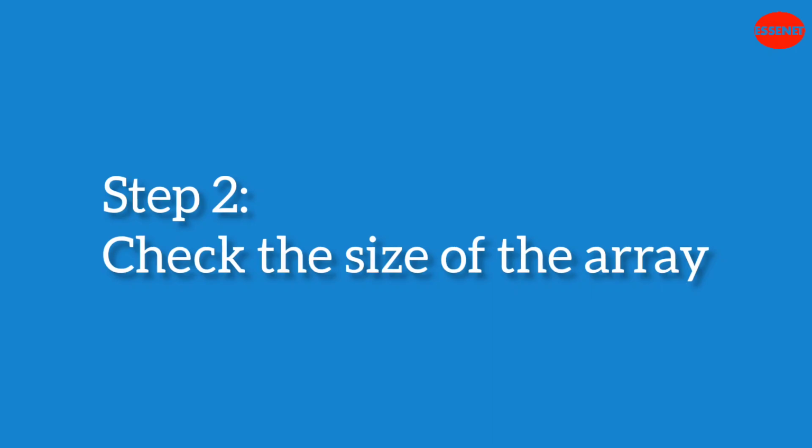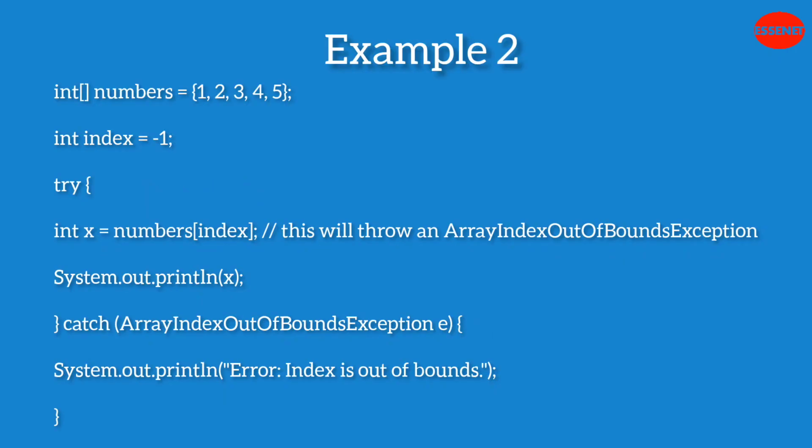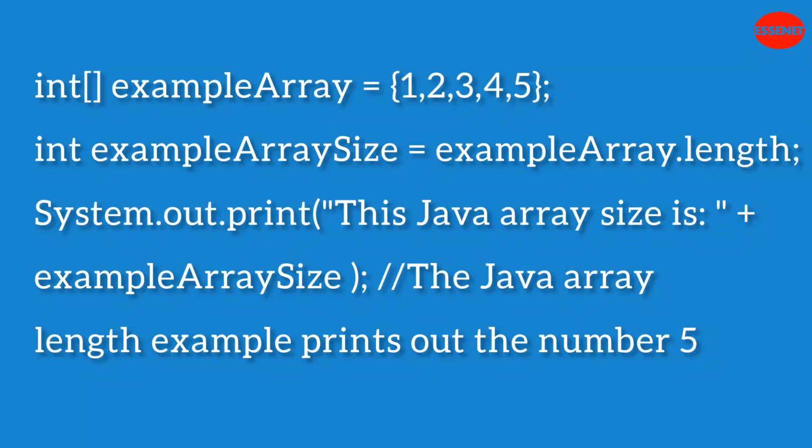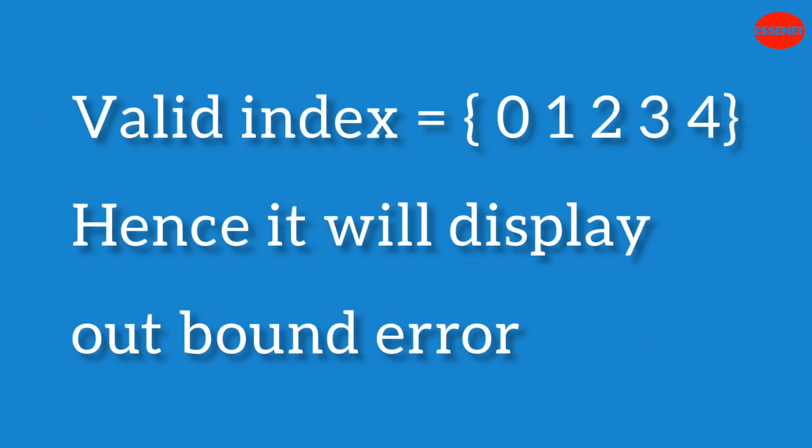Step 2. Check the size of the array. The index that caused the error is likely either too large or too small for the size of the array. Step 3. Check the index value. Ensure that the index you are using to access the array is within the bounds of the array. For example, if you have an array with 5 elements, the valid index values are 0, 1, 2, 3, and 4.